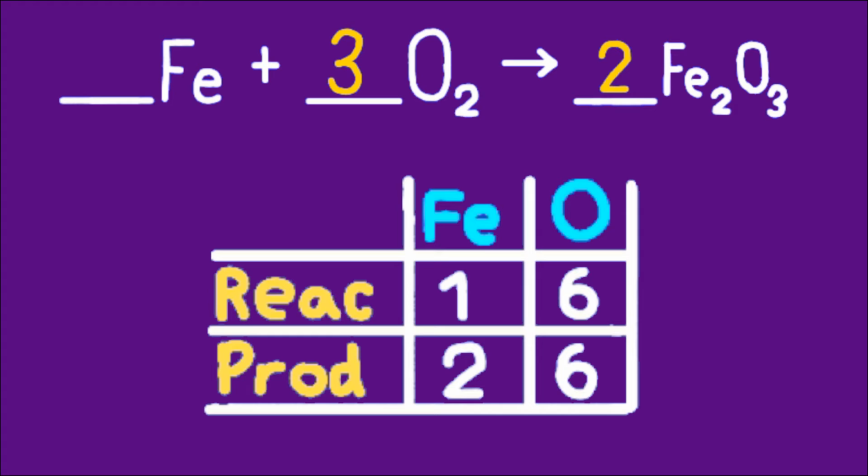Since the ferric oxide has 2 as the coefficient, it is most likely for the iron atoms to be 2 times 2, which is 4 atoms. Now, we only need to balance the iron ones, which will be just 4 as the coefficient in iron.